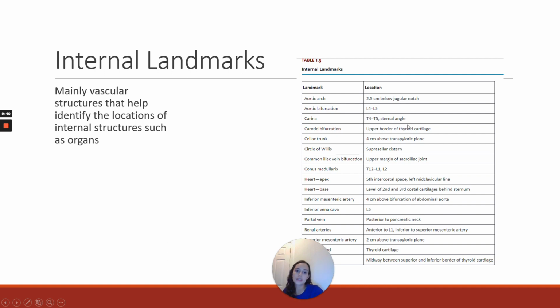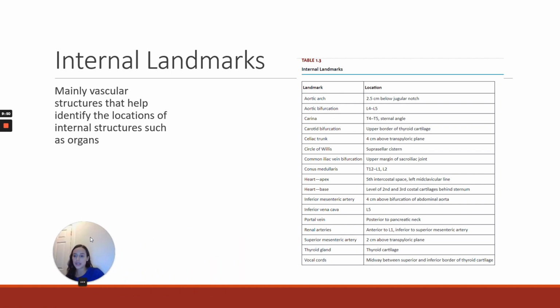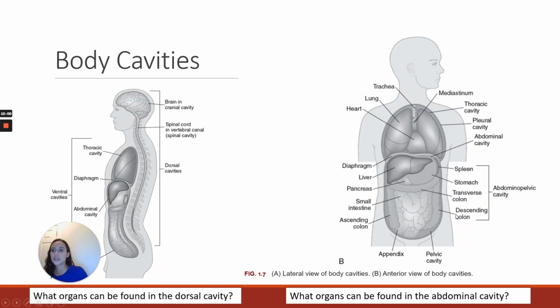Memorize that, please. You should know that your aortic arch is 2.5 cm below the jugular notch. You should know that the aortic bifurcation is at L4, L5. So all of these tables are from the first chapter of your reading, so they are very important. Please take the time to review them, to memorize them. Very important structures within these tables.